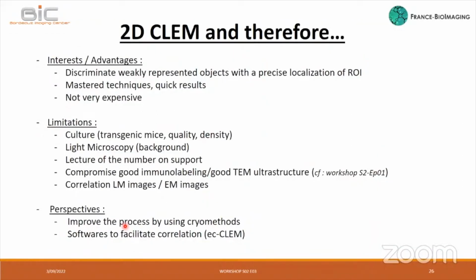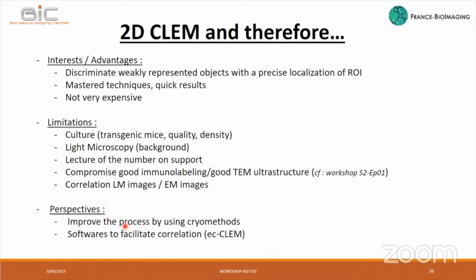So to resume the several workflows, I think you understand that the principal interest of the 2D correlative is to discriminate a weakly represented object or two very close objects with a precise localization due to this pattern. And of course, all the several workflows that I explained to you today are mastered techniques on the platform, and you can obtain quick results.